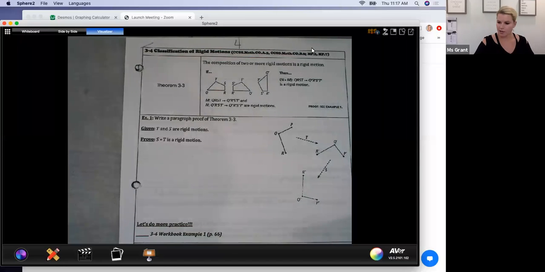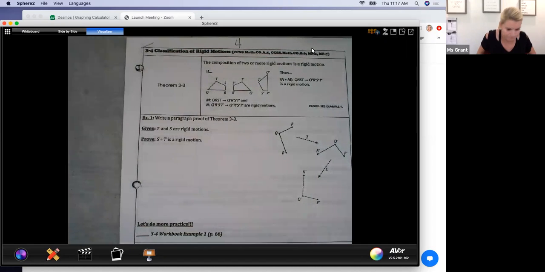All right, we are on topic 3, lesson 4, and it is rigid motions. That is moving in two types of things, like I'm going to rotate and then I'm going to reflect, or I'm going to translate and then I'm going to rotate. So two things in a row. It's basically a composition, you guys.